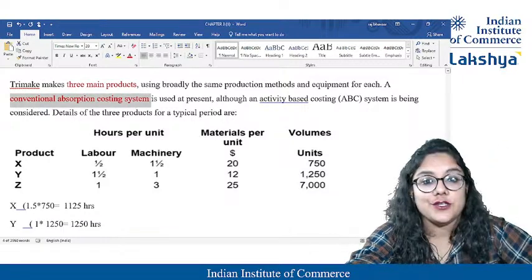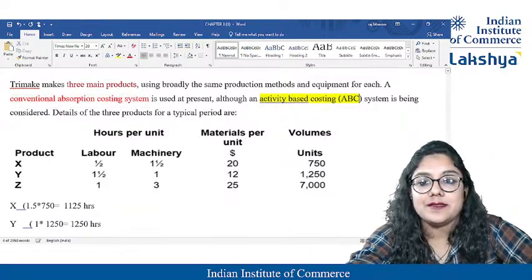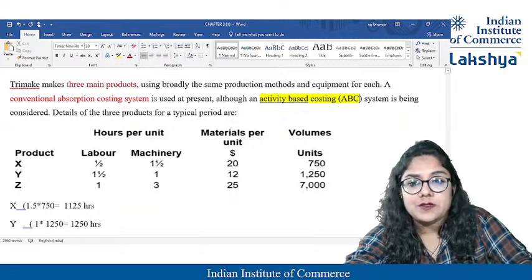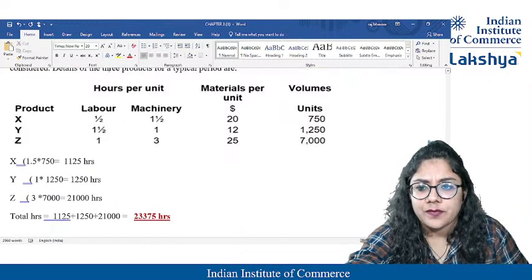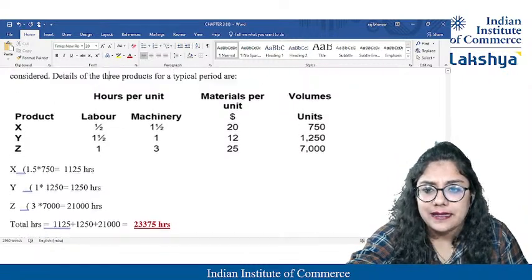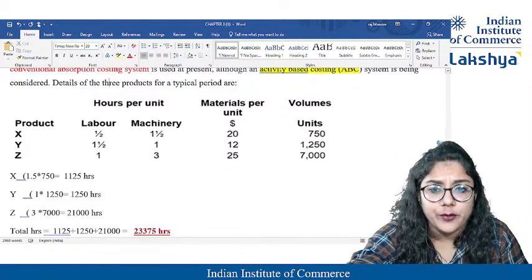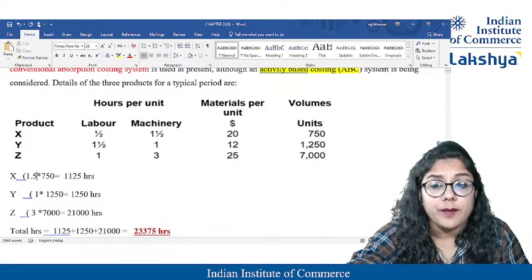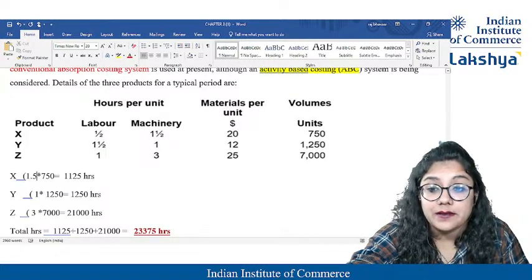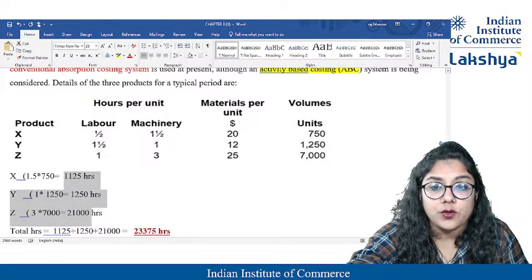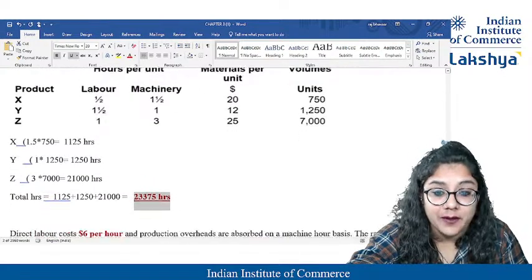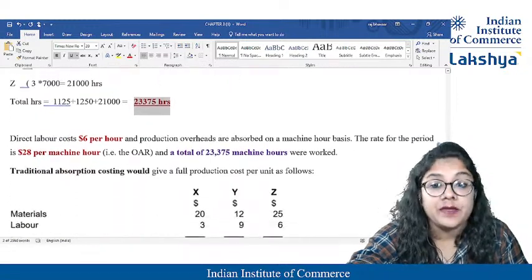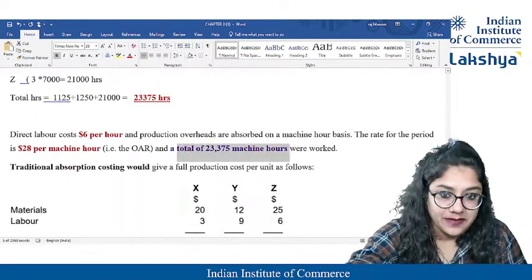Absorption costing was used prior. Now we want to change it to an ABC system. Okay, cool, we can do it. Some details of these three products A, B and C are also given. I require 1.5 hours for machining for making 750 units, so I require this much total hours. If you take the total machine hours, you get 23,375, which is already given in the question, so we can cross verify it.